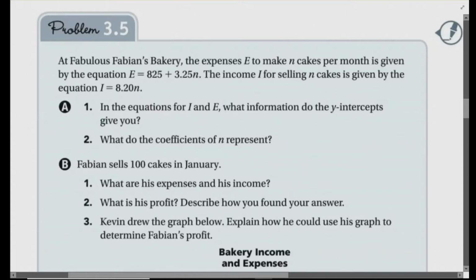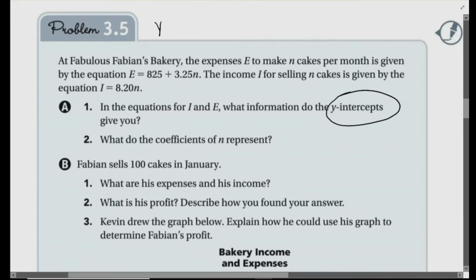Okay, so let's do a brief demo on how we can complete problem 3.5. This is going to operate under the assumption that we've already done most of this in class. Taking a look at part A, we want to figure out what information the y-intercepts give you? And in order to answer this question, the first thing you need to ask is, what is the y-intercept?